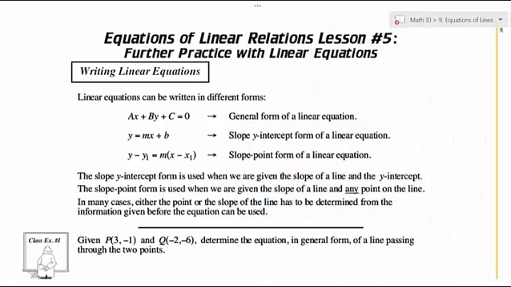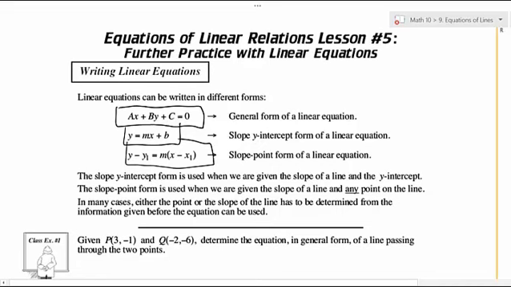The big thing about linear equations is you got to know the different forms. We've got the general form here. It looks like this: ax plus by plus c equals 0. You've got the slope y-intercept form, y equals mx plus b. And then you've got this slope point form here, y minus y1 equals m(x minus x1), and it's right there. We use these for different purposes.